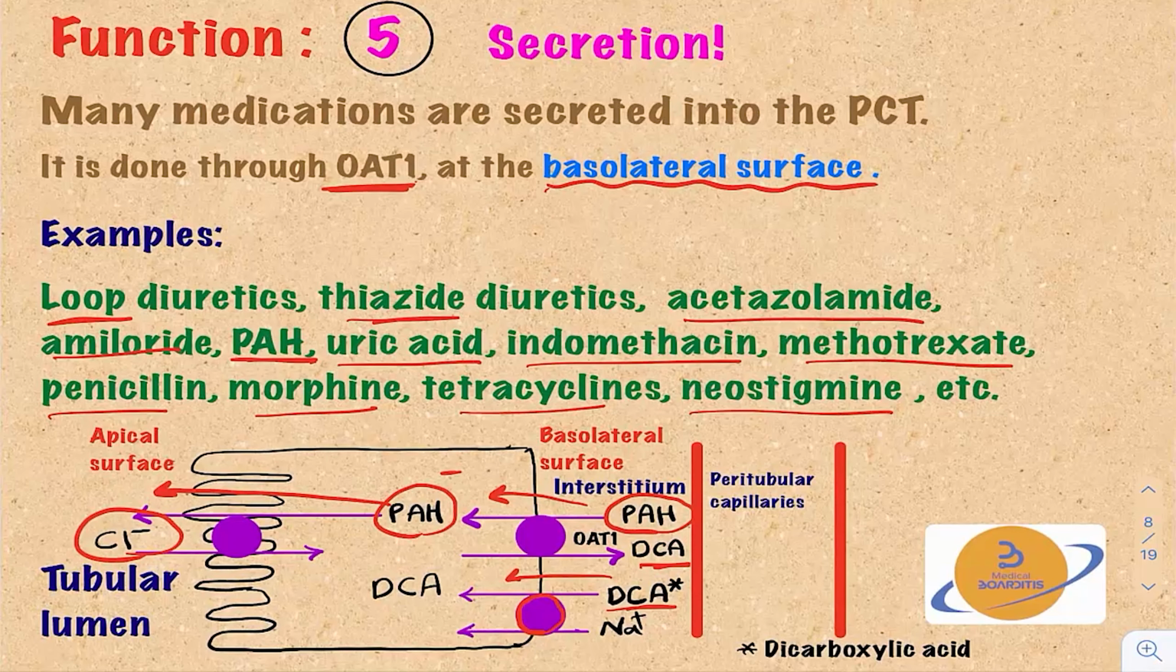Since all these medications or organic anions use the same organic anion transporter for their secretion into the tubular lumen, they can compete with each other and decrease the rate of secretion of each other. So this will lead to the buildup of these substances in the blood and their toxicity.